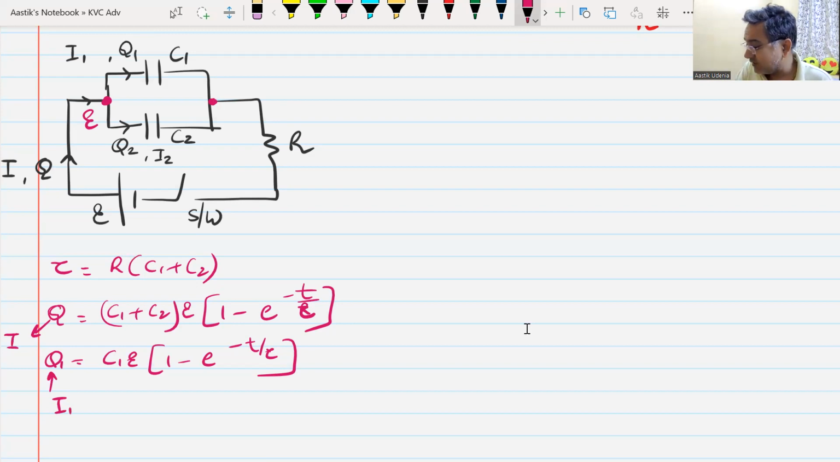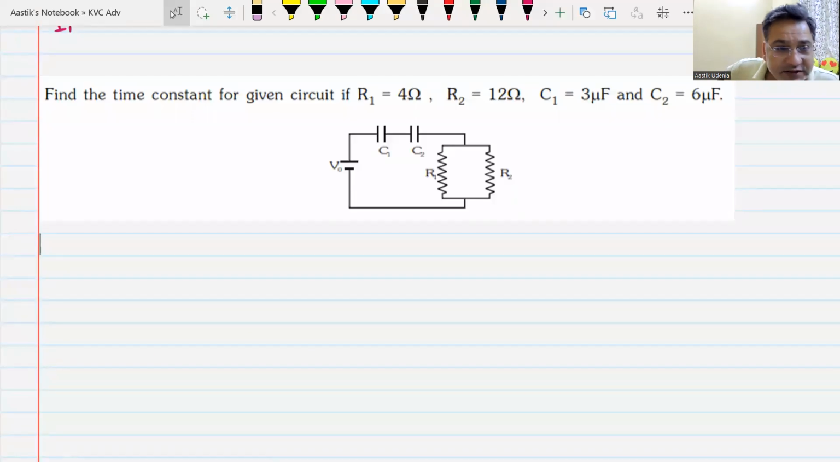Since you have understood this, this is the time that you can do this one. Find the time constant for the given circuit. R1 is this, R2 is this, C1 is this, C2 is this. I'll give you 2 minutes to give me the answer. 6 microseconds is the correct answer.